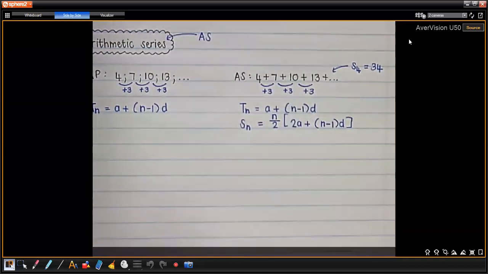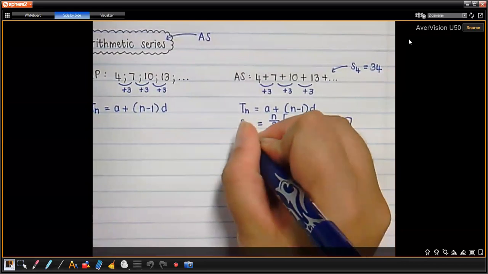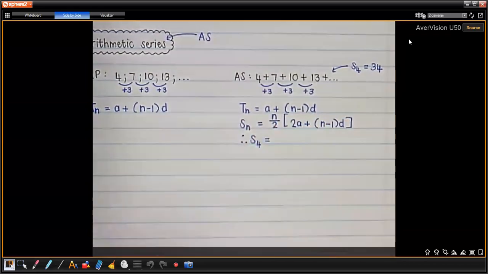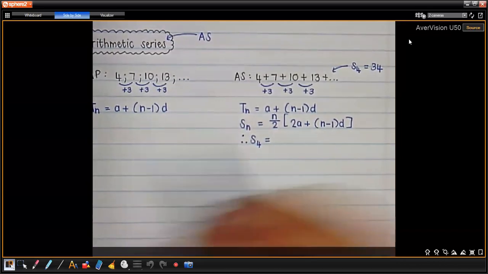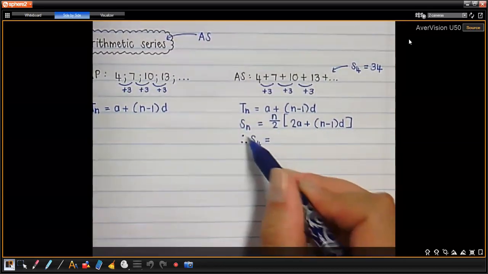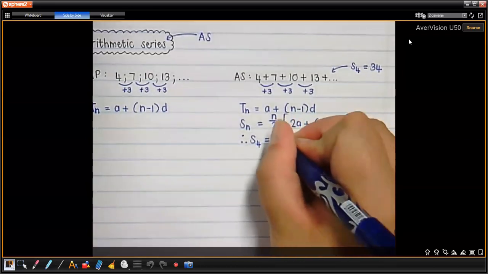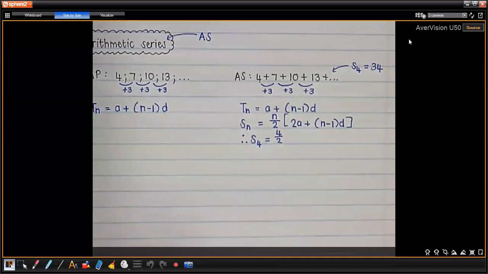Let's see if we use this formula to work it out, whether we also get 34. Obviously, if it's just 4 terms, it's easy to just add them together, but I want to show you how the formula works. So we would say the sum to 4 is equal to n over 2. If it's a sum to 4, how many terms am I working with? 4. So 4 over 2. You can write 2 straight away.